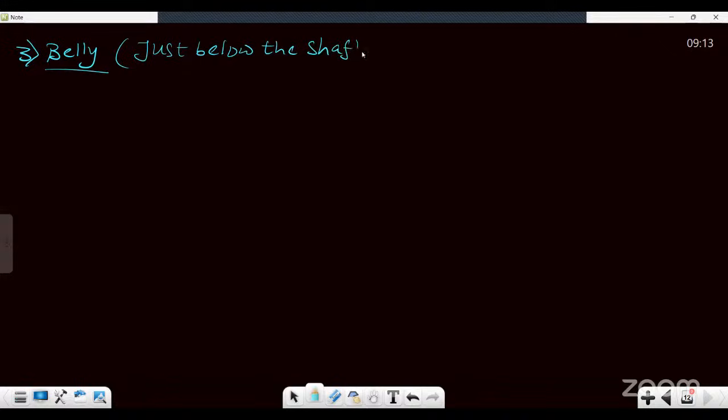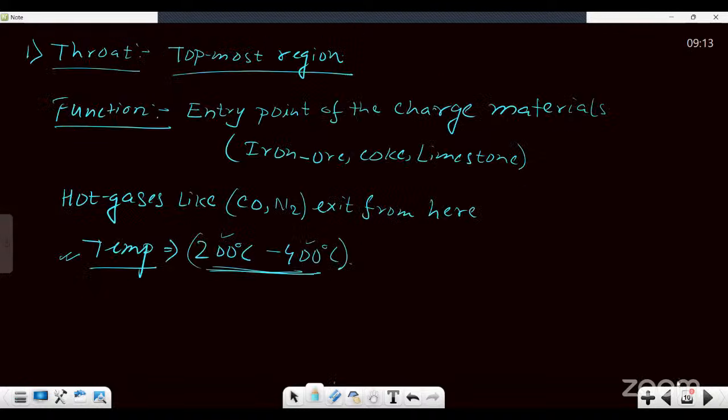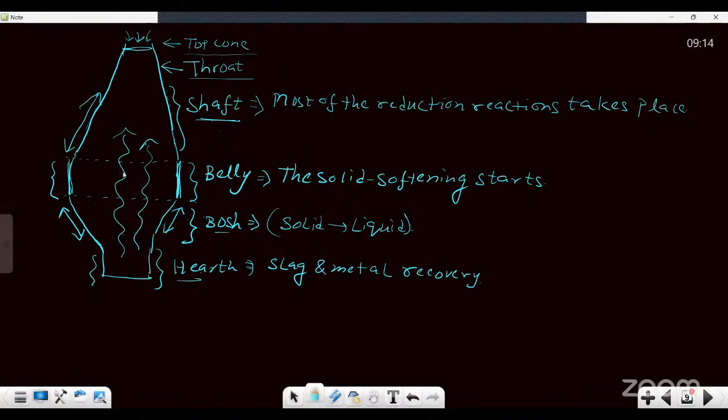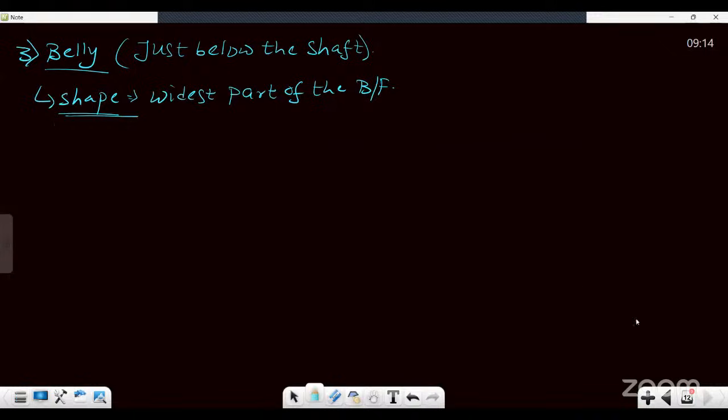It is just below the shaft. Right. So how is the shape? Widest part of the blast furnace. So this also you should remember. It is the widest part of the blast furnace. If you have a blast furnace, like I show you, this portion is the belly. So definitely you can see why I tell this as the widest part of the blast furnace, having the maximum diameter or width.